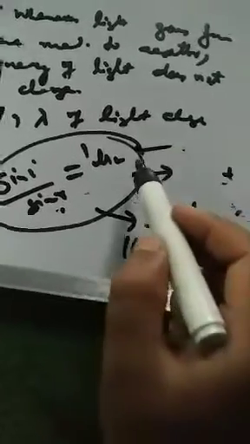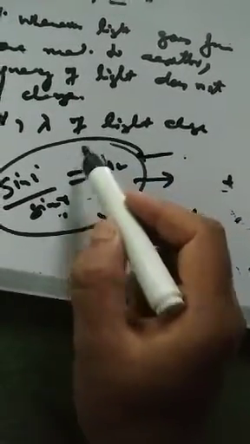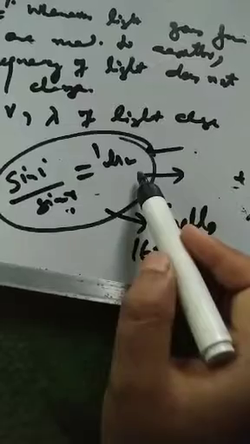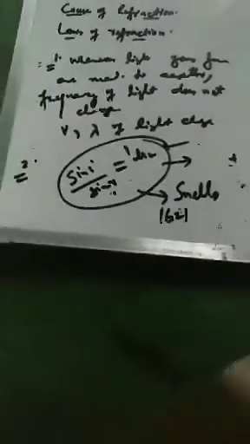So this constant is called the refractive index of medium 2 with respect to 1. Medium 2 means the medium in which the refracted ray lies. Medium 1 means the medium in which the incident ray lies. So this is Snell's law of refraction. So these are the three laws.